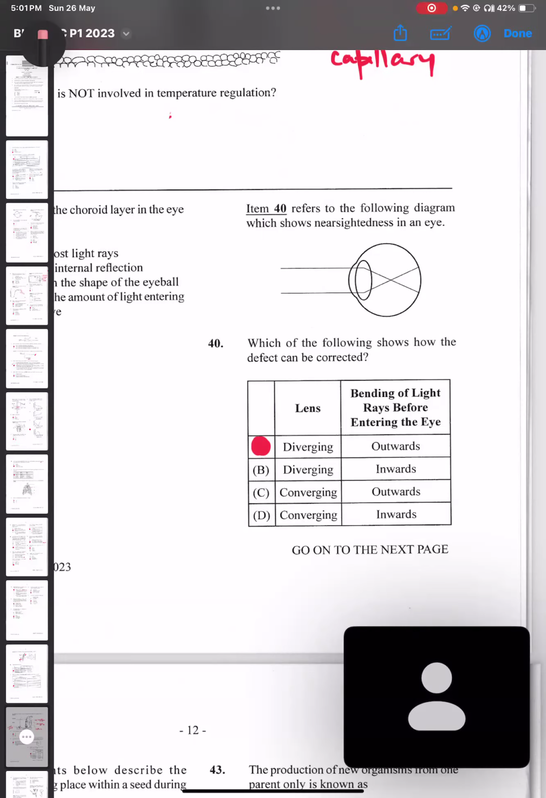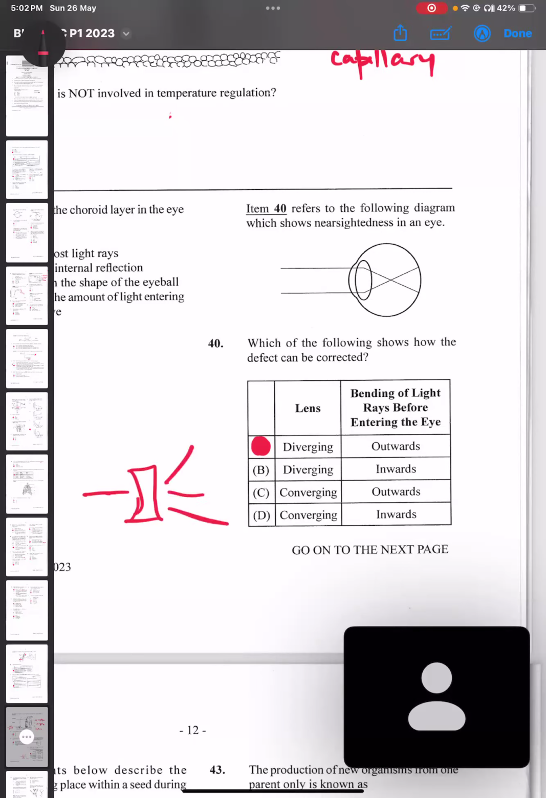But diverging, whenever you say you divert something, you mean that you send it in different directions. So when you have a diverging lens, if you have your light rays coming like this, your diverging lens, which is a concave lens, would do this.